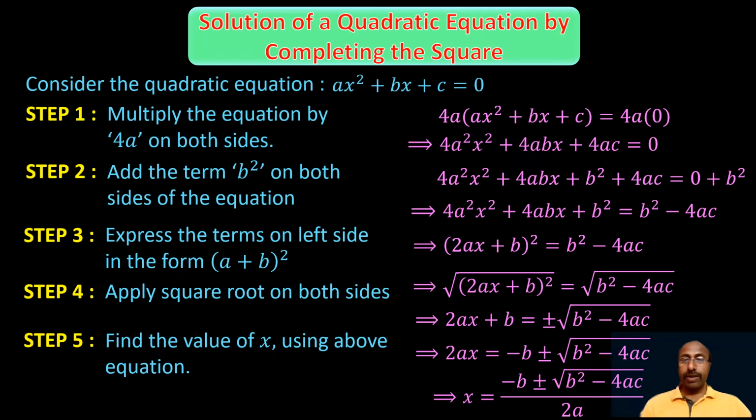So to make a perfect square, we first multiply the equation by 4a, and after that we add the term b square on both sides. From these two steps we get a perfect square, 2ax plus b whole square equal to b square minus 4ac, and from that we can write x equal to minus b plus or minus under root b square minus 4ac whole by 2a. This is the solution of the quadratic equation by the method of completing the square.